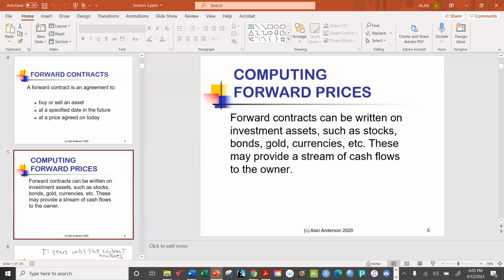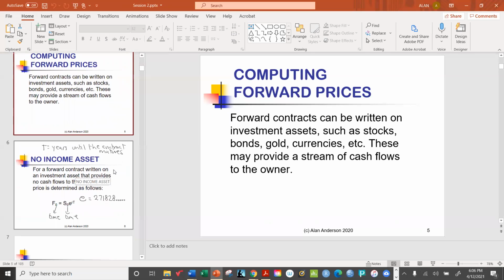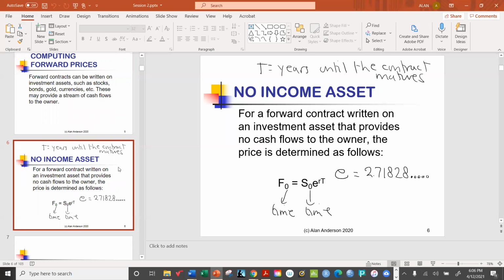For example, gold does not provide any income to the owner. Currencies, on the other hand, can provide a foreign rate of interest to the owner if they're invested properly. Bonds provide interest payments to the owner. Stocks may provide dividends. So each one of these may fall into a different category. We're going to start with the case of assets that do not pay any income to the owner, gold being the perfect example.